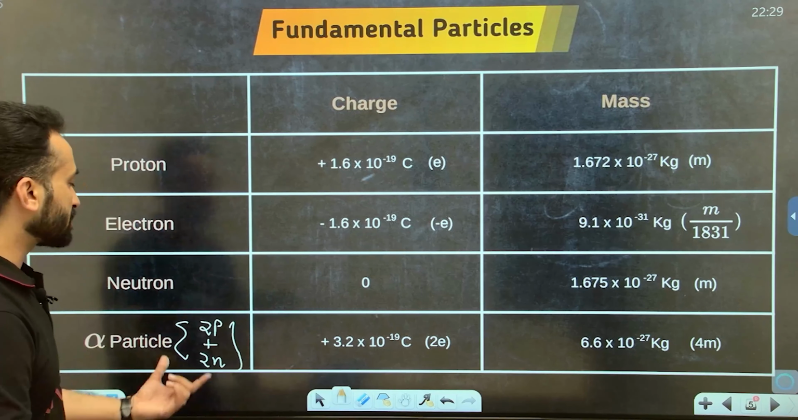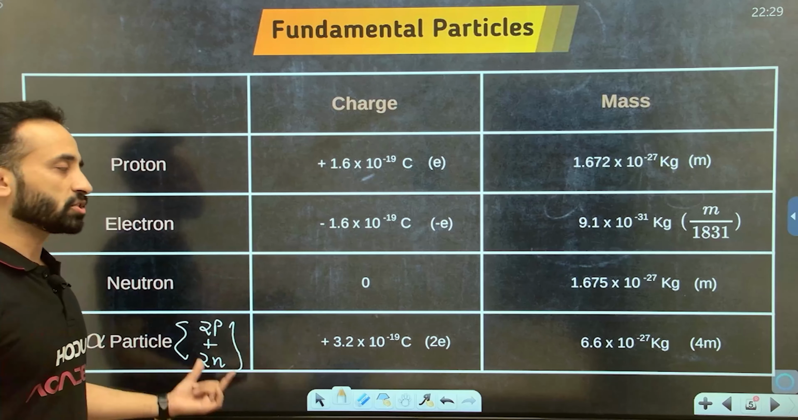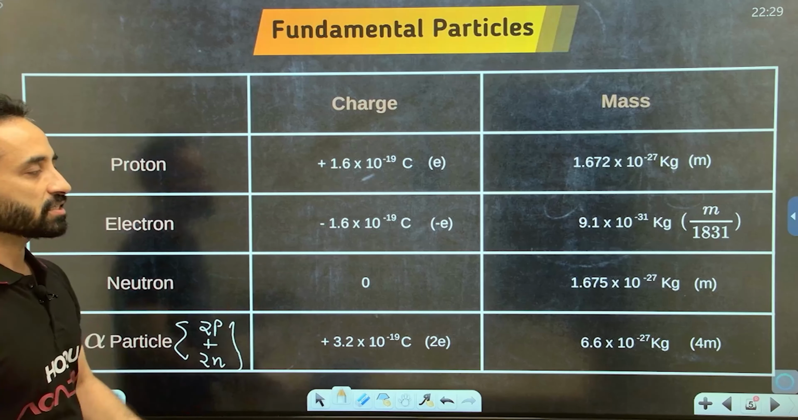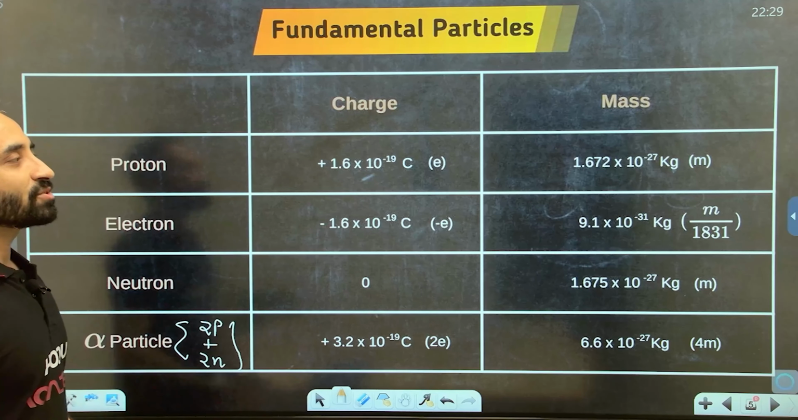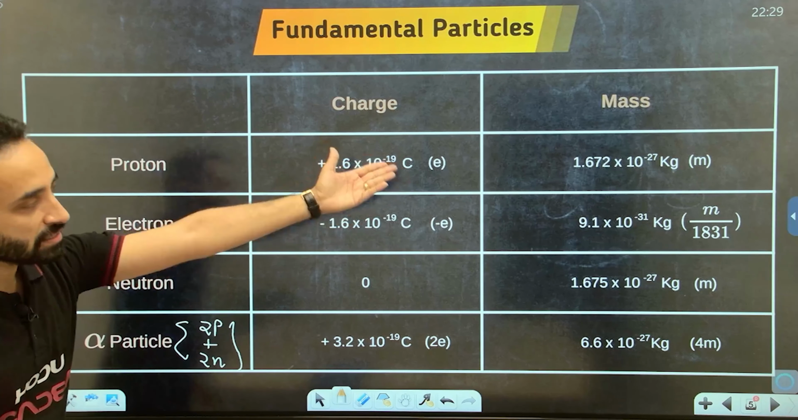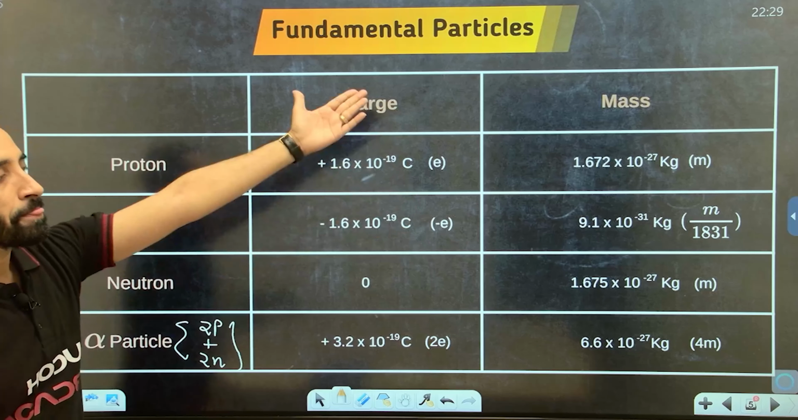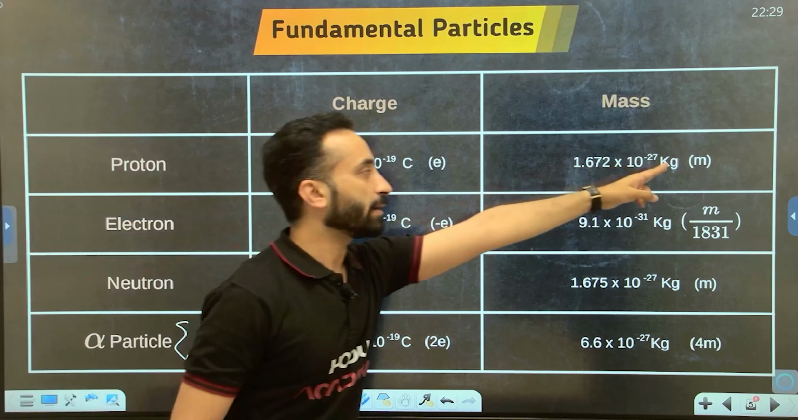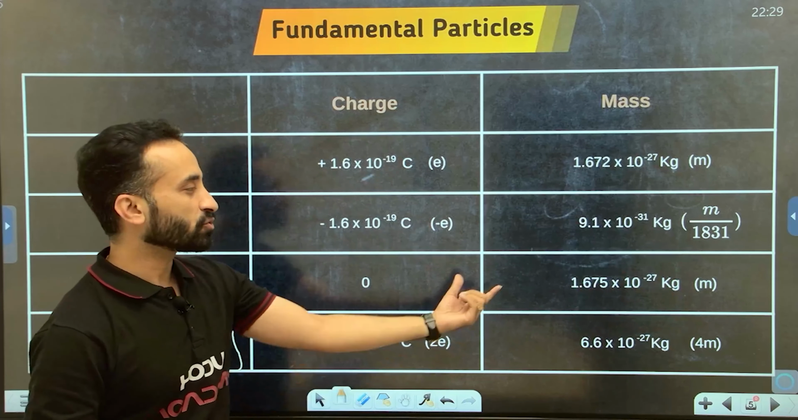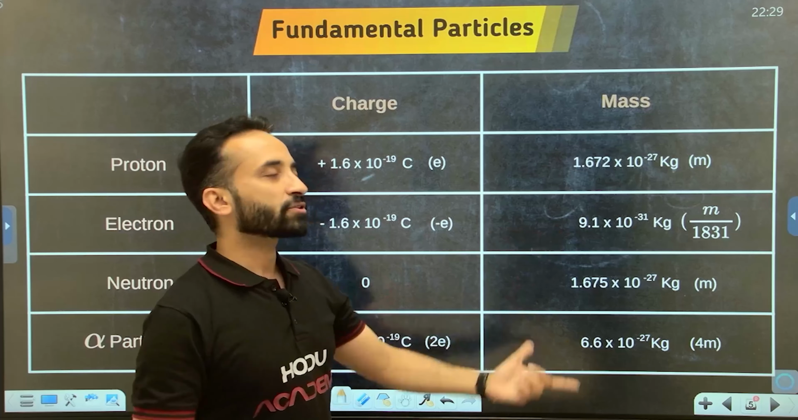So if that is the case, neutron do not add to the charge, so it is only the proton, so its charge is 2e. What about the mass, students? So mass of proton, it is almost same as neutron. So let's write it as m. Then this is also approximately m. Neutron is slightly heavier. Electron are very lighter.